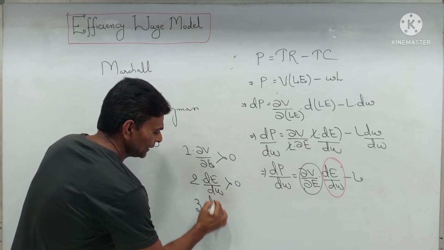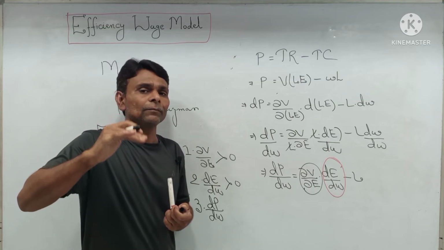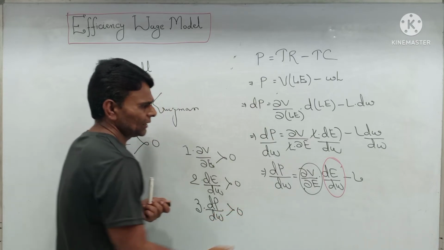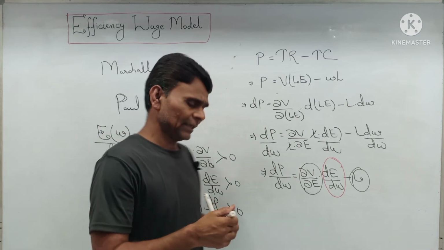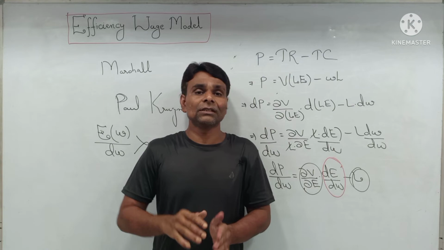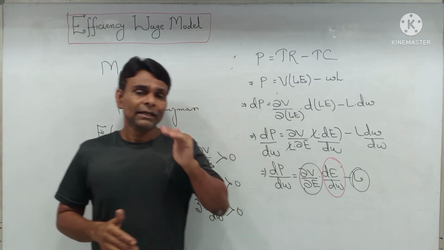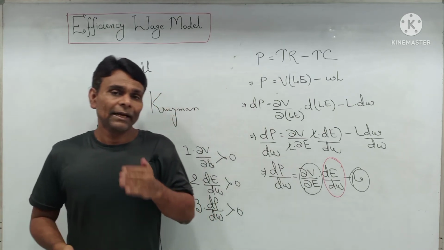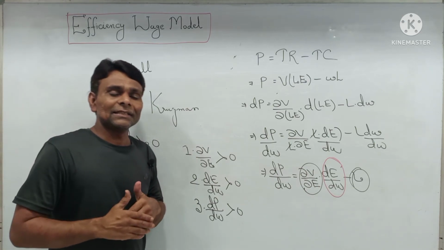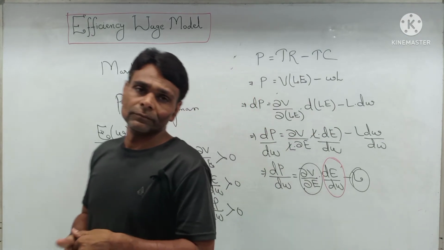And third, dP by dW. Here, a higher level of wages which is above the market clearing wages is always associated with a higher level of profit. And finally, L indicates the amount of labor employed. It gives a direct message to the firm to pay workers wages which must be above the market clearing wage. There are two benefits. On one side, it increases efficiency, that is the productivity of labor, and on the other side, if efficiency increases, it directly increases the sale of the firm. If the sale of the firm increases, automatically the profit of the firm will go up.